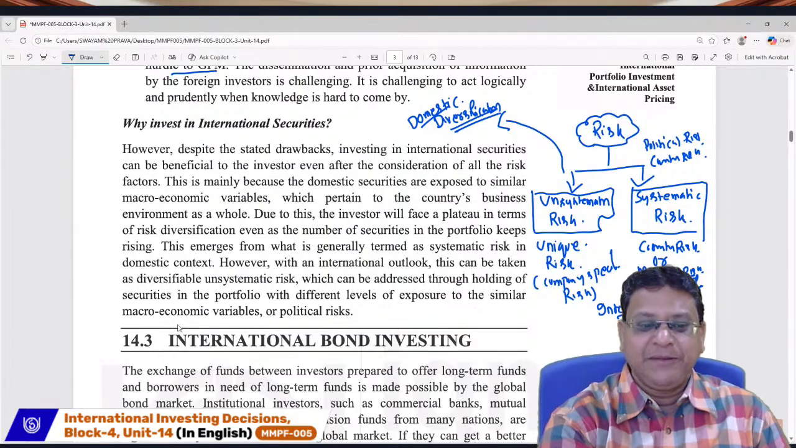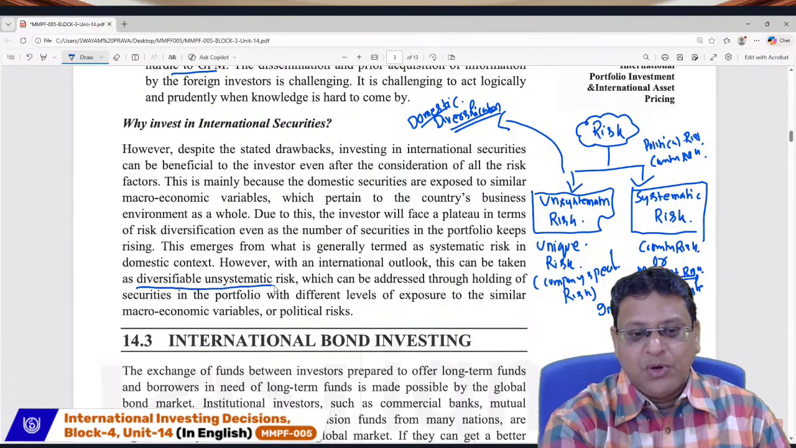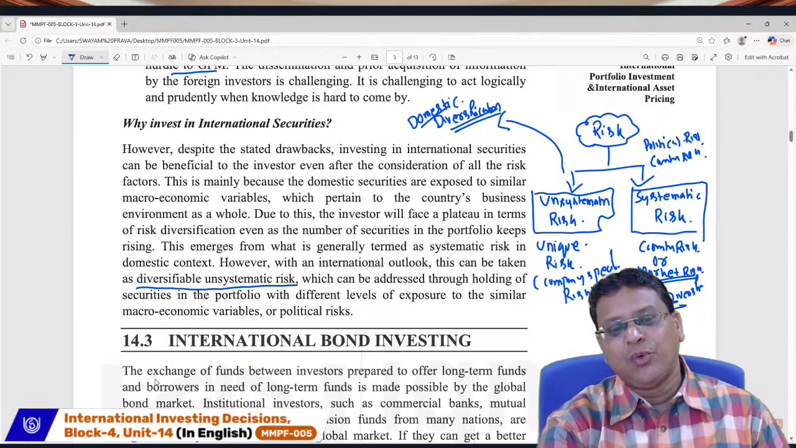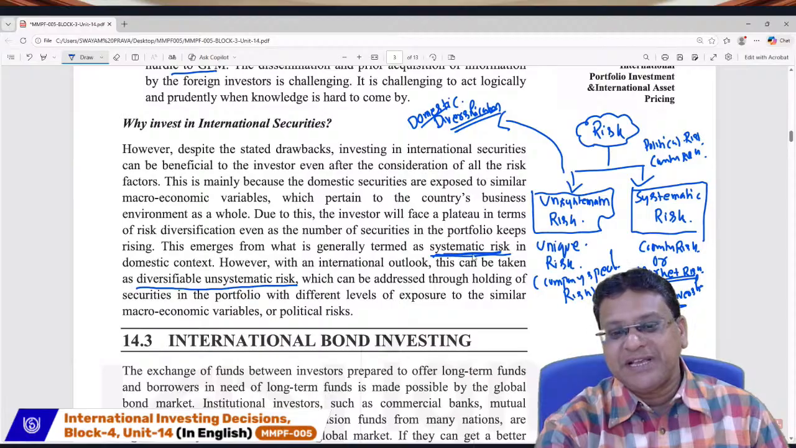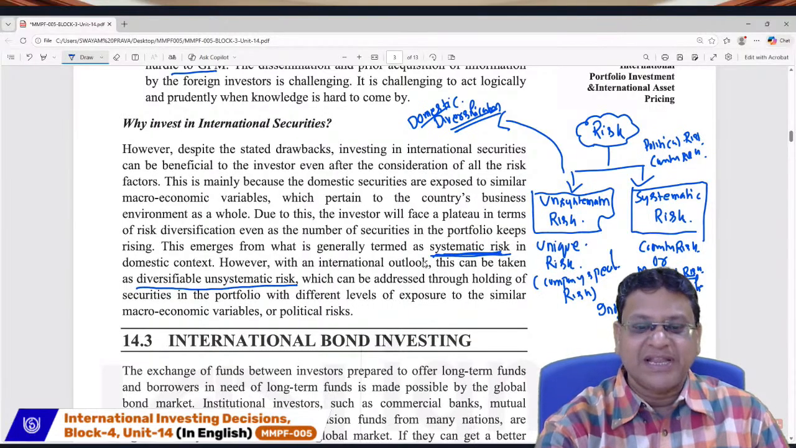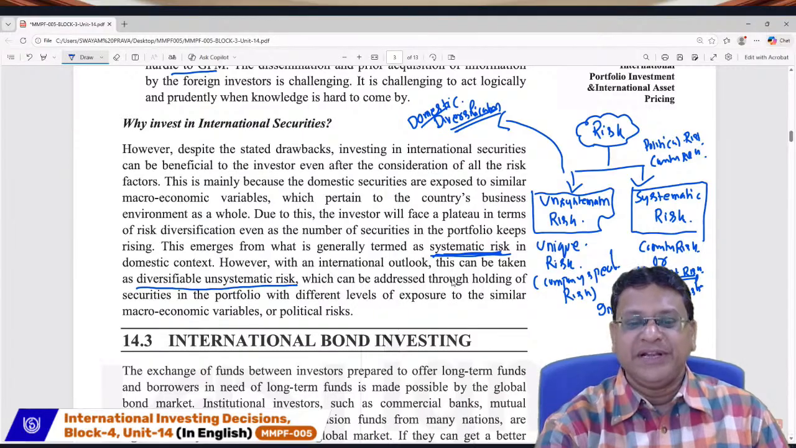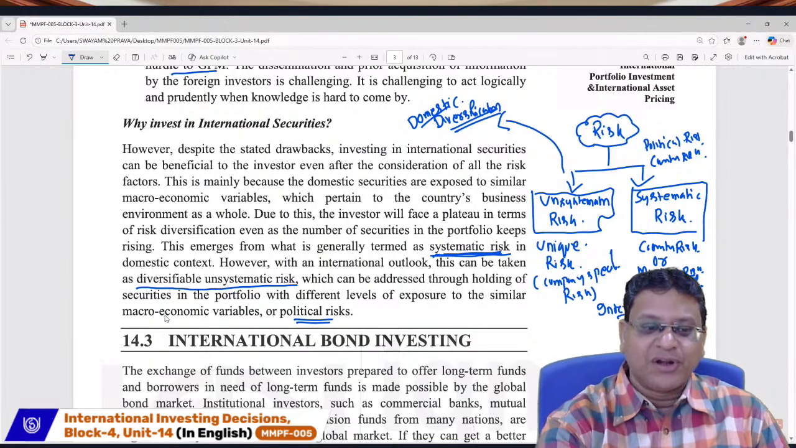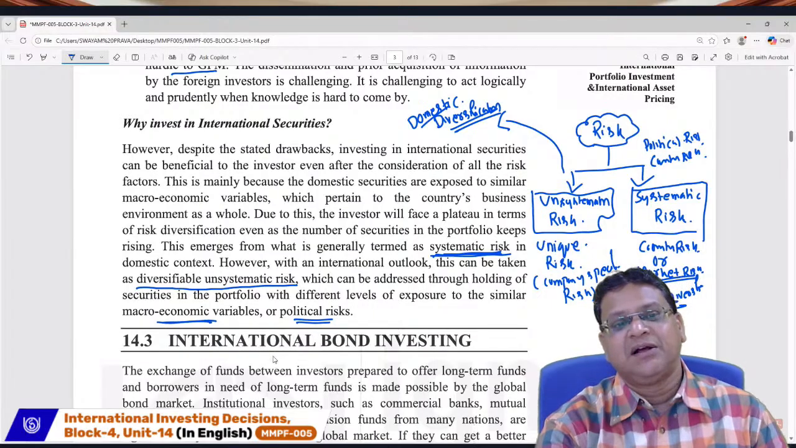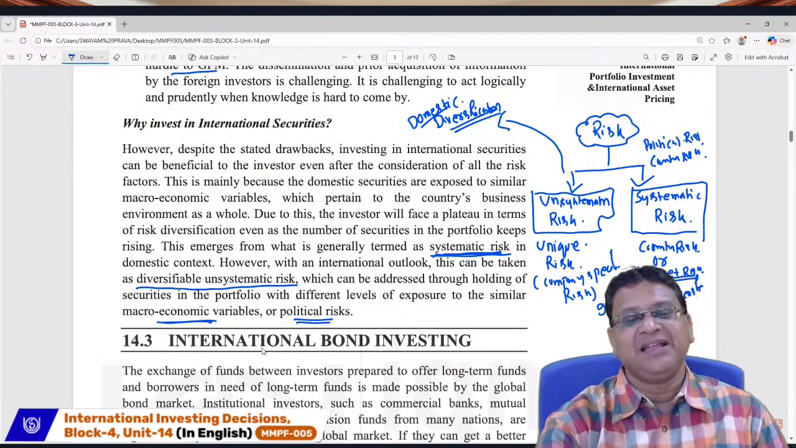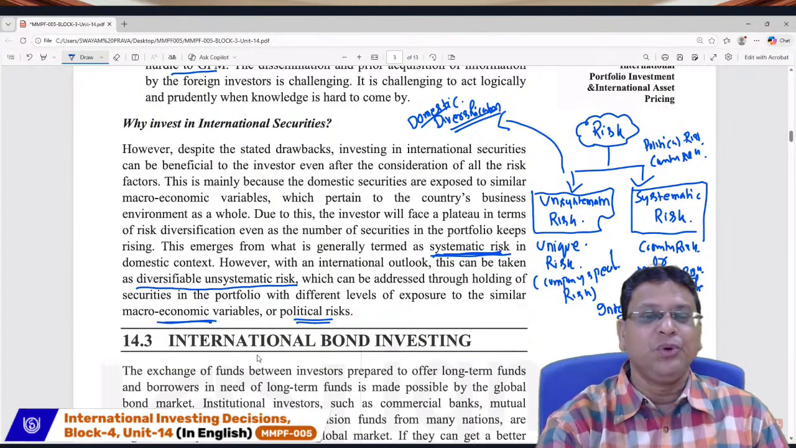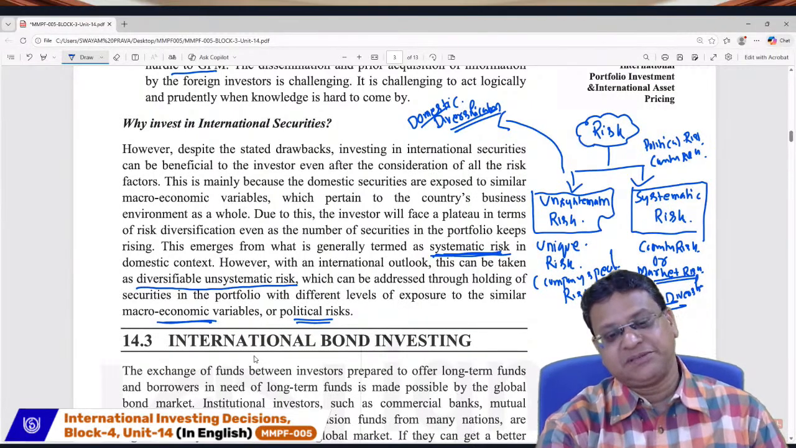Hence, to get the benefit of diversifiable risk, you can go for international investment. So international investment is generally required to reduce systematic risk associated with a country. It is used for reducing the political risk or macroeconomic risk of a particular country. So people therefore prefer to go for international investment, international portfolio investment, or foreign portfolio investment.